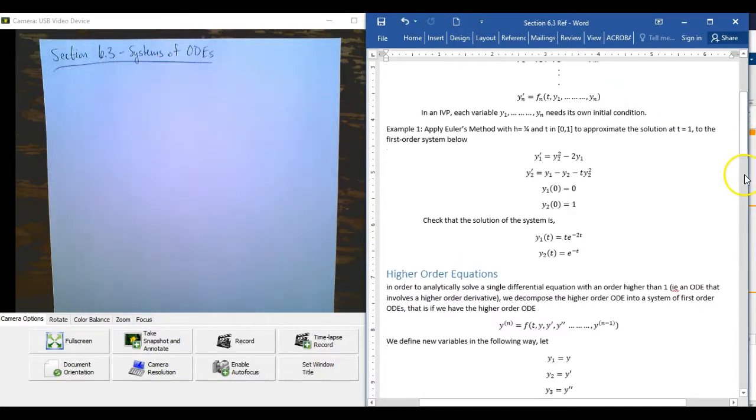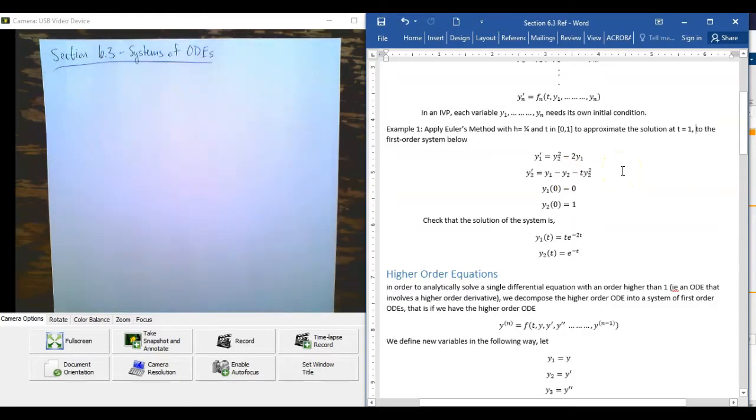So let's apply Euler's method with h equal to 1/4 and t on the interval 0 to 1 to approximate the solution at t equals 1 to this first order system. We see that we have the system of equations: y prime 1 is y2 squared minus 2 times y1, and y prime 2, our second function, is equal to y1 minus y2 minus 2 y2 squared.